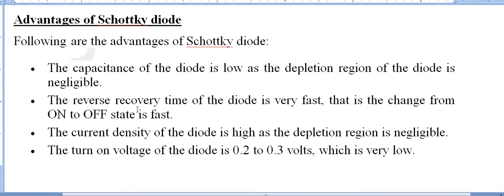Second, the reverse recovery time of the diode is very fast. Yes, this is very fast. As I have said earlier, there is no depletion layer, no charge storage, so reverse recovery time is almost negligible. That is, change from on to off state is very fast.